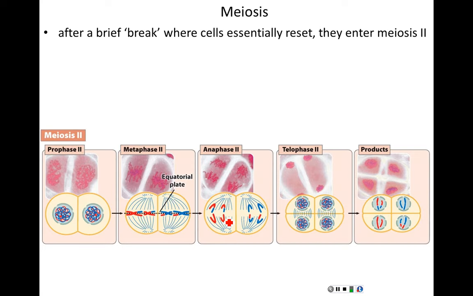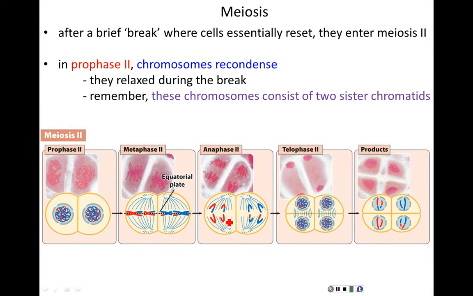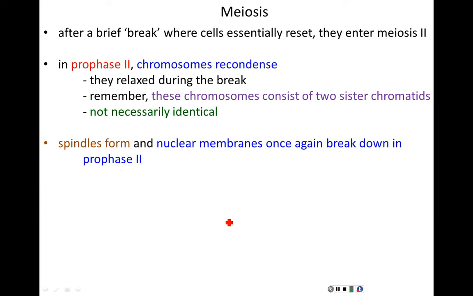Meiosis II is almost identical to mitosis. Very little to discuss here. Prophase II begins with chromosomes recondensing. They become visible under a light microscope yet again. They had relaxed during the break, as I just mentioned. These chromosomes consist of 2 attached sister chromatids being held together by cohesin. They're not necessarily identical. Certainly after crossing over, that's the case. But they are still sister chromatids.